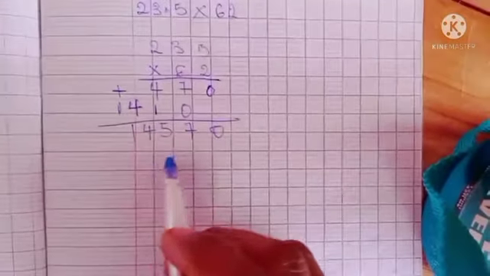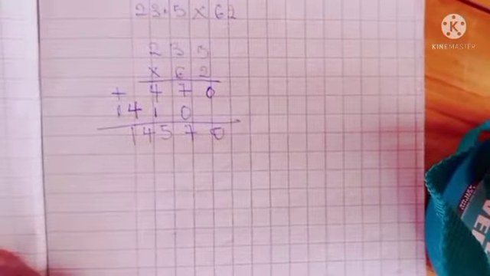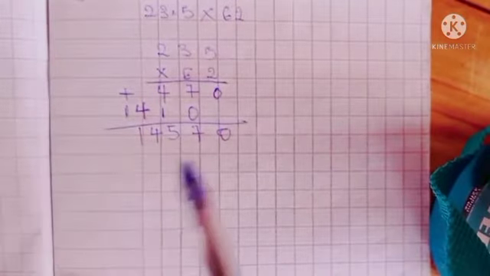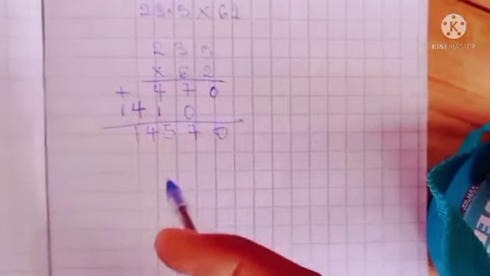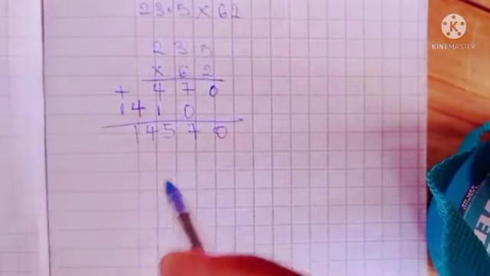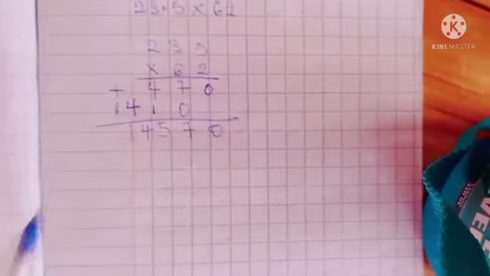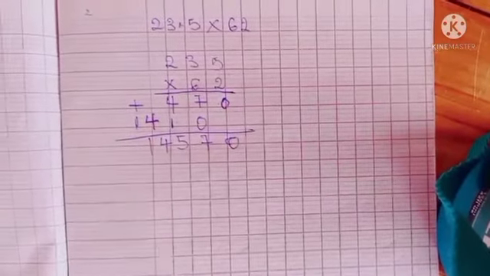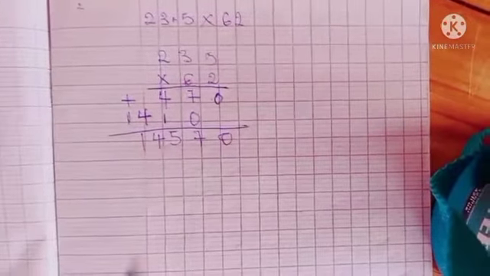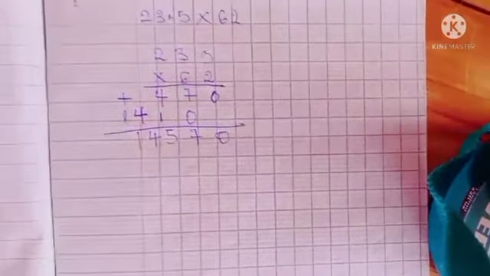Now we have gotten 14,570. But the question is, is this the final answer? No, this cannot be the final answer. Why? Because we remember that the question that was given to us was actually a multiplication between a whole number and a decimal number, just like we can see right now on the screen.